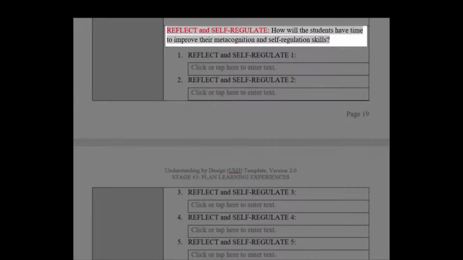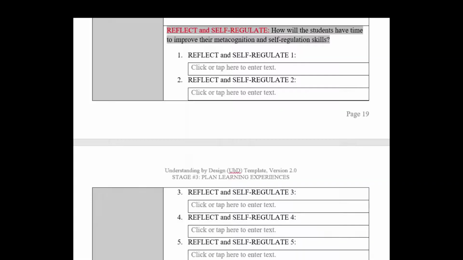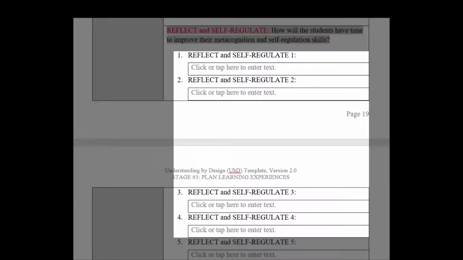The R could also mean reflect and self-regulate. It is important for students to improve their metacognition and skills for self-regulation. Once you identify how students will reflect and self-regulate, enter them here.